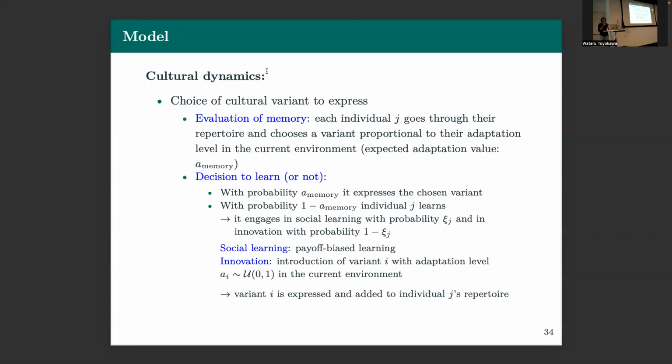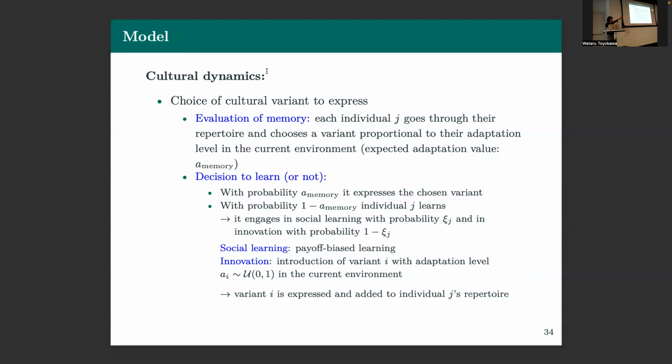Cultural dynamics. Each individual needs to express a cultural variant at every time step, but now you don't have only one variant, you actually have a repertoire. So the first step individuals take is to evaluate their cultural repertoire. They do this by simply picking a variant from their cultural repertoire, and this picking happens proportional to the adaptation level or the level of benefit those variants have in memory. Of course, this is a pretty error-prone choice rule, and looking at the reinforcement learning literature, we also explored different choice rules like softmax and so on.